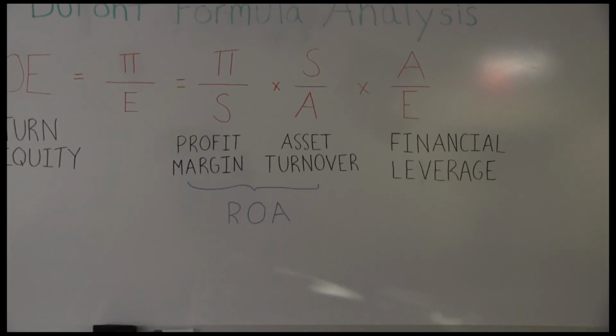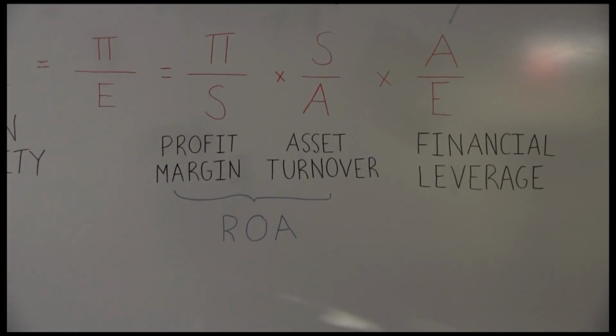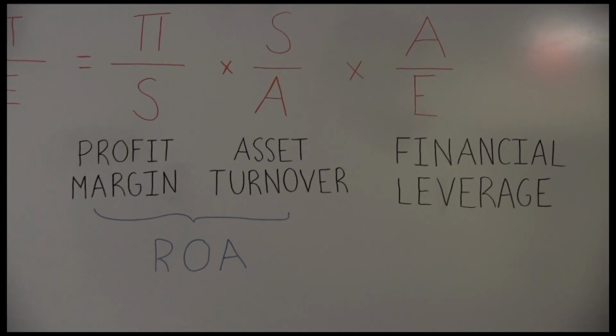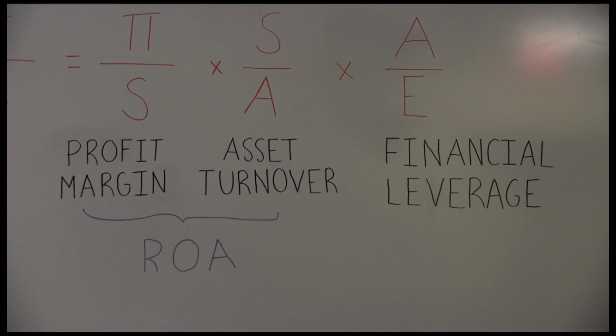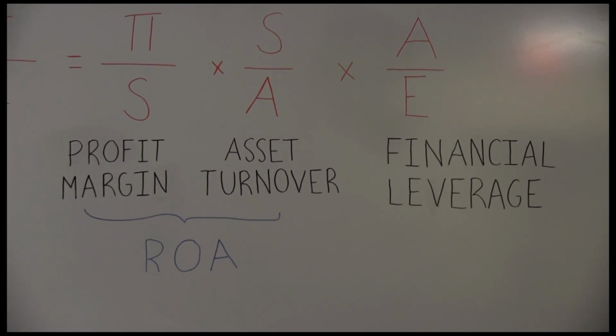Profit margin can be calculated by dividing profit by sales. Profit margin indicates how much you are generating for every dollar of revenue. Asset turnover can be calculated by dividing sales by assets. It indicates how much you generate for each dollar of assets that you have.